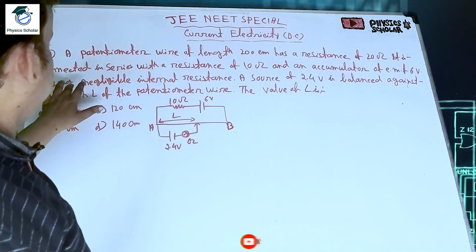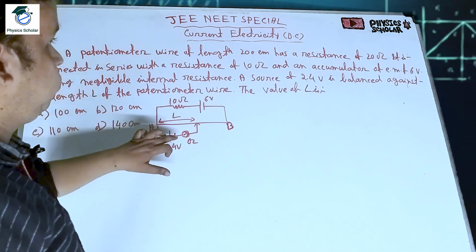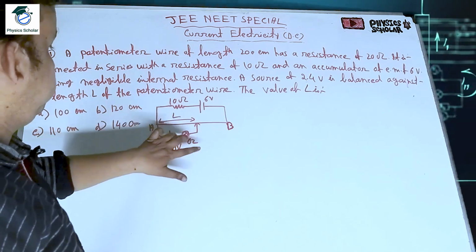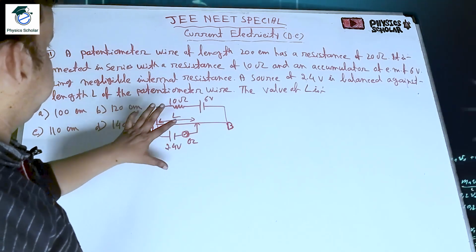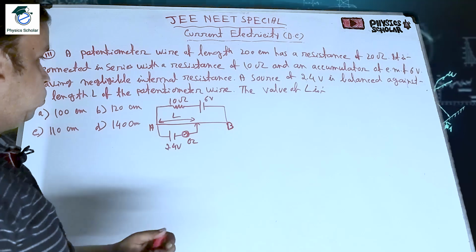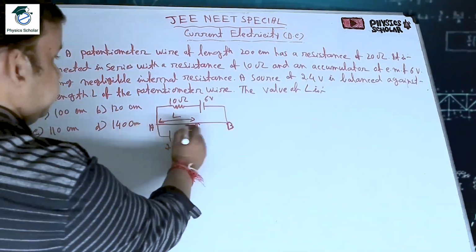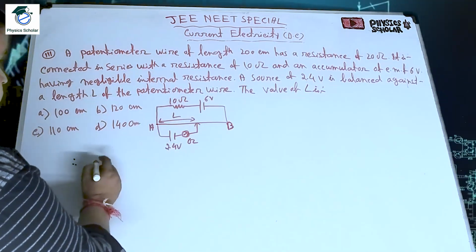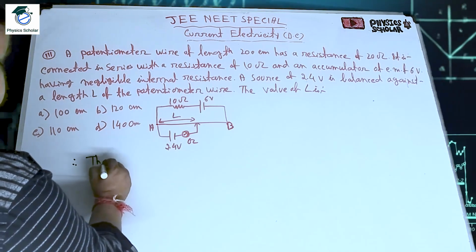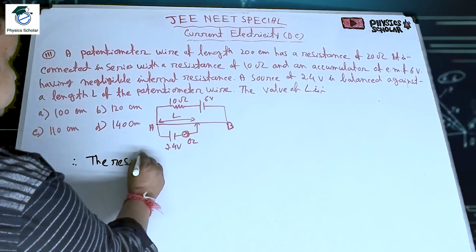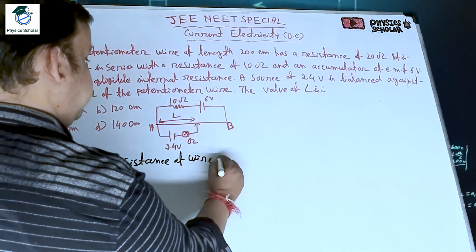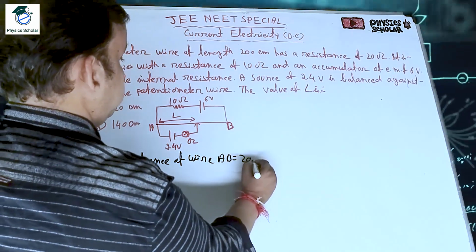Clear? Now a source of 2.4 volt is balanced against the length capital L. Clear? So this potentiometer is balanced. What will be the value of L? Okay, so now see, AB is the potentiometer wire. The resistance of wire AB is equal to 20 ohms, given.